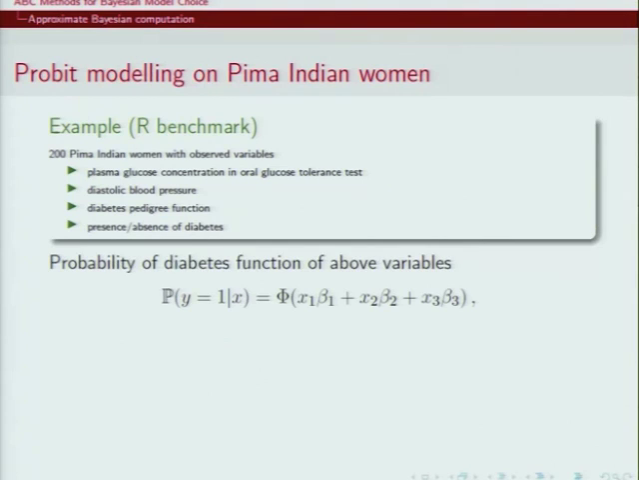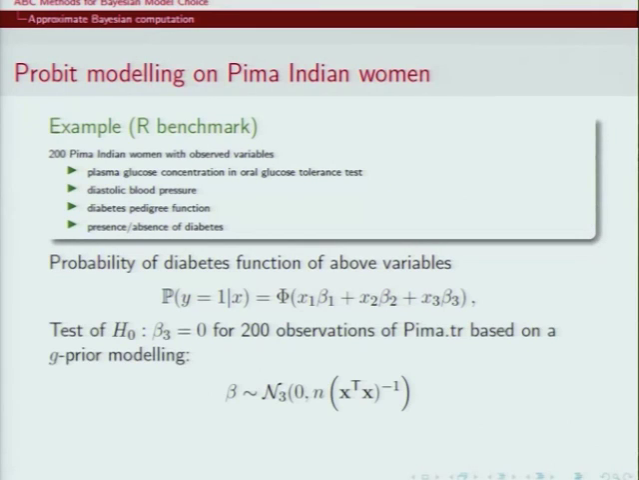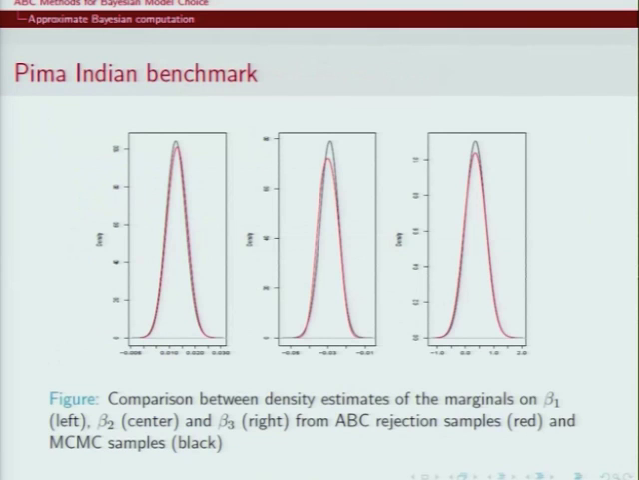I won't explain the details, but I just use a benchmark data set from R, the Pima Indian women benchmark data set, where we use a probit model for the probability of getting diabetes, and a Bayesian model to estimate the 3 parameters, beta 1, beta 2, beta 3, out of the 200 observations. We do get an ABC approximation that is very close to the MCMC approximation to the posterior distribution. So in some cases, we don't get any loss of information. Of course, that's a toy example where we would not need ABC because we have the MCMC outcome.